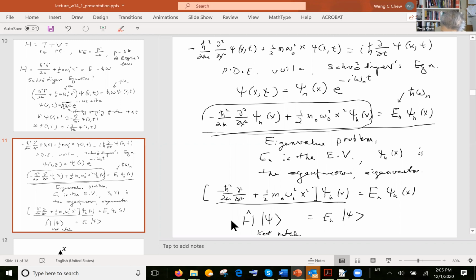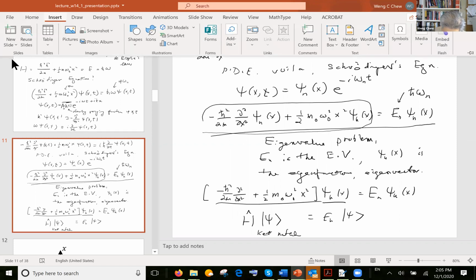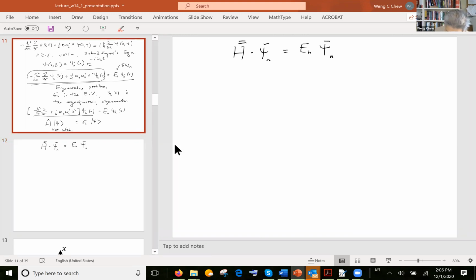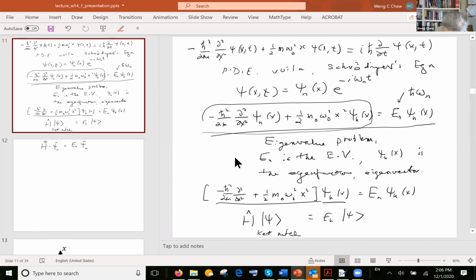And this notation is entirely analogous to the matrix notation, that this is just a matrix operator operating on the vector psi, which is equal to the eigenvalue E sub n times psi. We can call this eigenvector psi sub n if you want to. Are there any questions so far?